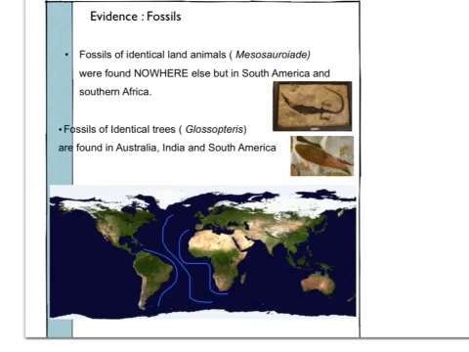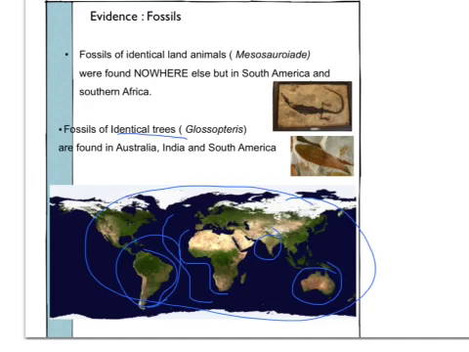Another example of fossils that was used to help support this theory was the identical trees that were found in Australia, India, and South America. Now, looking at today's map, you can see that these large continents are very far apart, which helps to support his theory that at one point in time, all of these land masses were once connected, making it easy for identical trees and land animals to be found in multiple continents around the world.